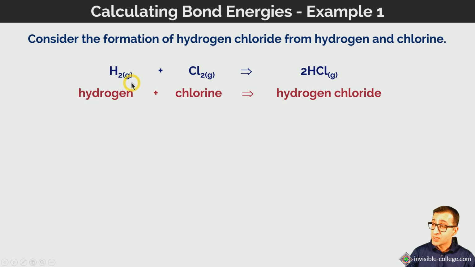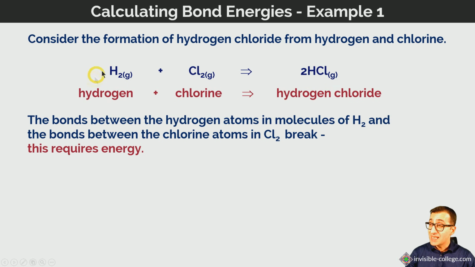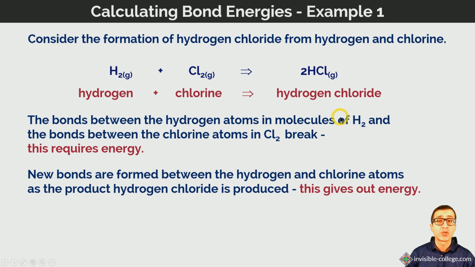You'll notice that in the reactants we have no bonds between hydrogen and chlorine atoms. Conversely, in the product we have only chemical bonds between hydrogen and chlorine. We have no chlorine to chlorine bonds and no hydrogen to hydrogen bonds. So to get from here to here, we have to break the hydrogen to hydrogen bonds and the chlorine to chlorine bonds, and we need to make new hydrogen to chlorine bonds. The breaking of these bonds requires energy, it's an endothermic process, and the formation of these new hydrogen to chlorine chemical bonds will be an exothermic process, it will give out energy.